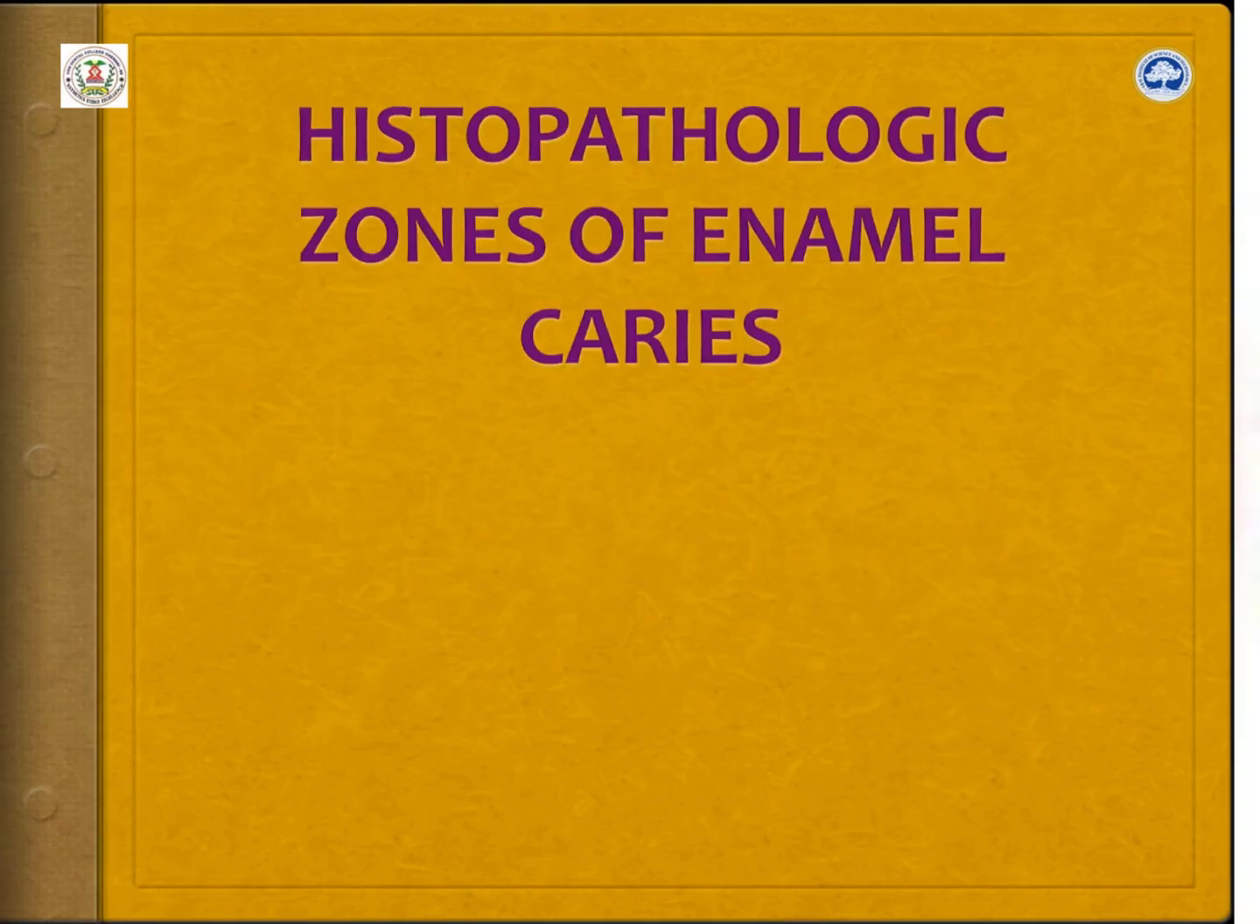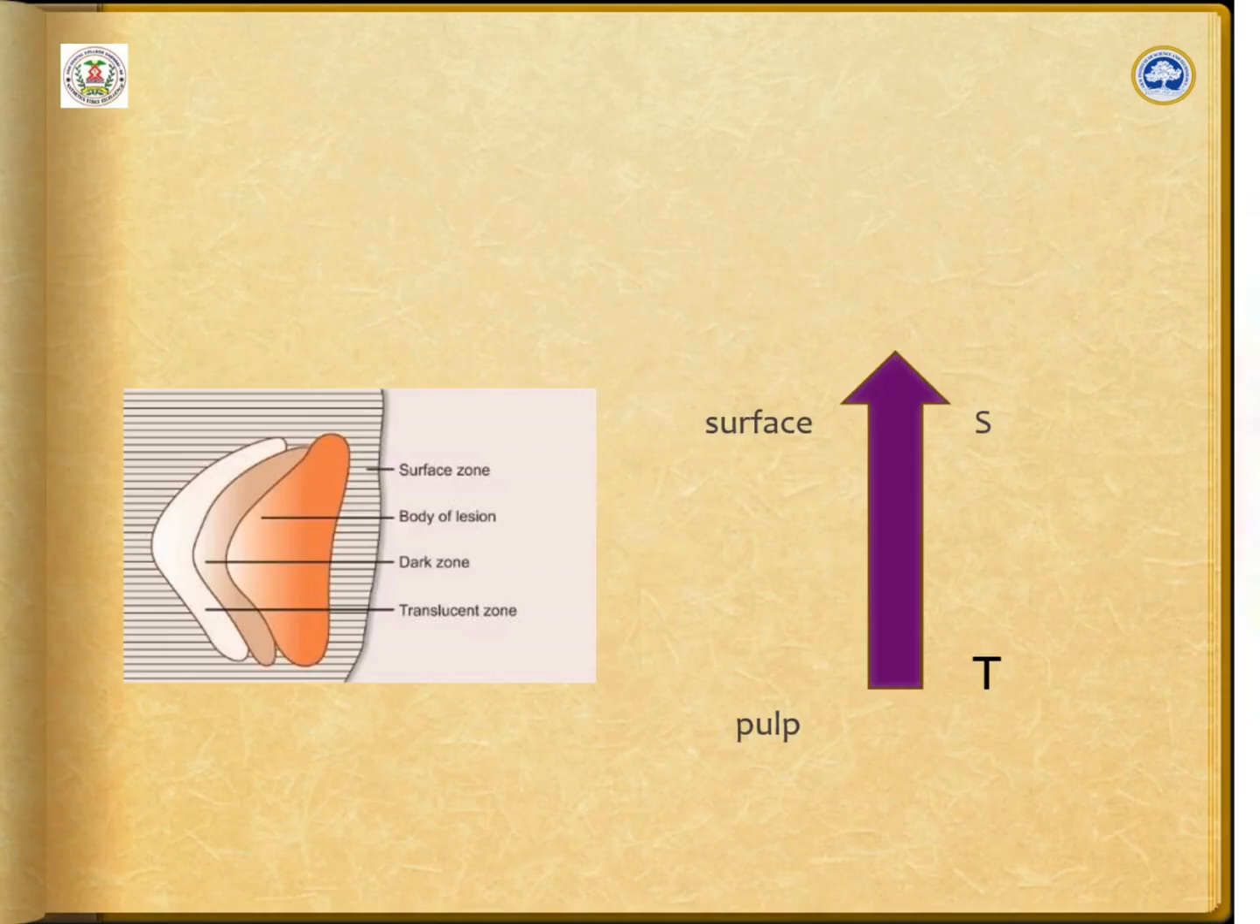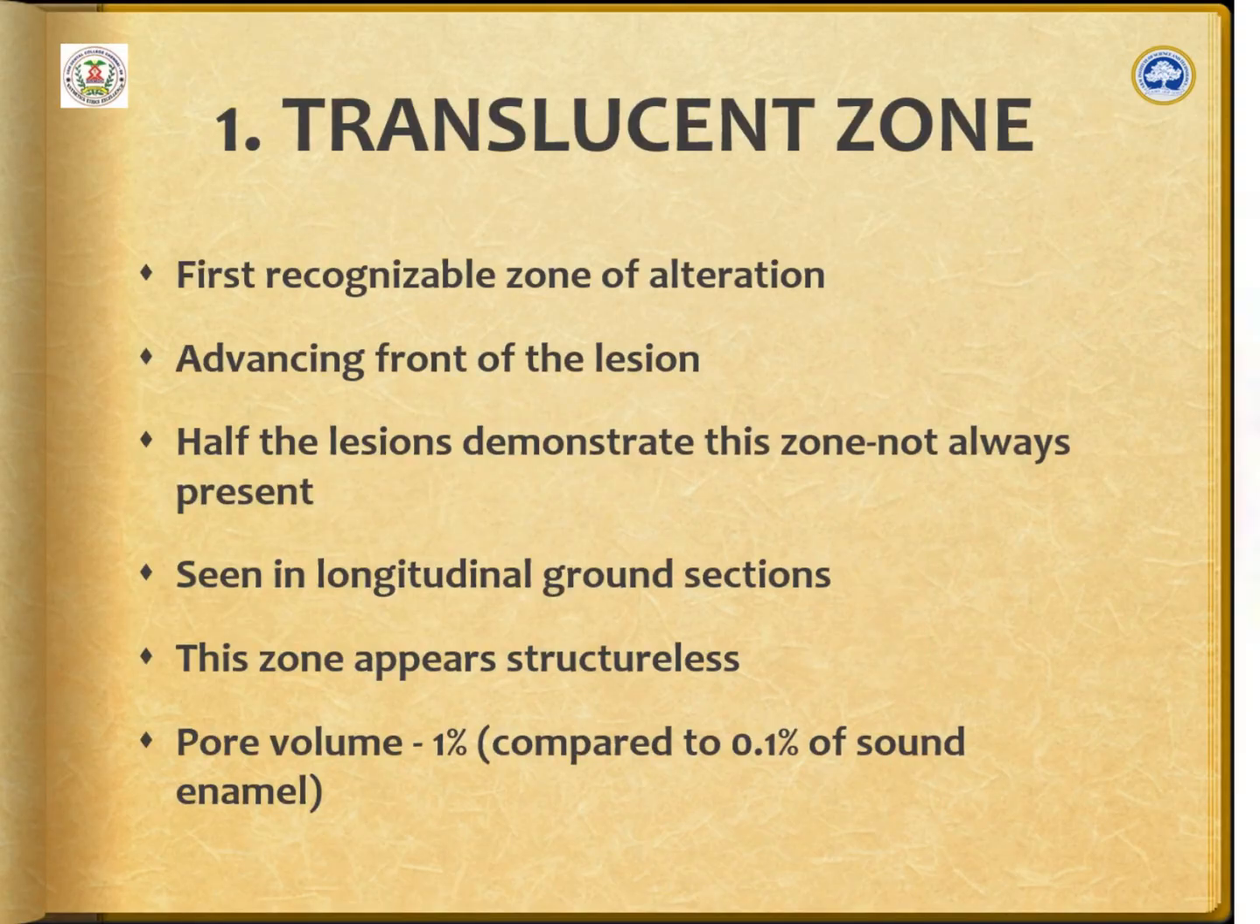So looking into the histopathologic zones of enamel caries. If we see from the pulp towards the surface, from inwards towards outwards, we have four zones. The first zone is the translucent zone, which is the first recognizable zone of alteration, which is the advancing front of the lesion. Half of the lesions demonstrate this zone, not always present. Seen in longitudinal ground sections, this zone appears structureless and the pore volume is usually 1% compared to 0.1% of sound enamel.